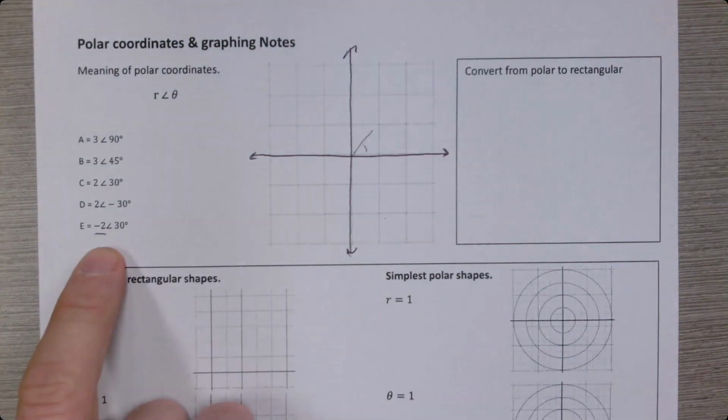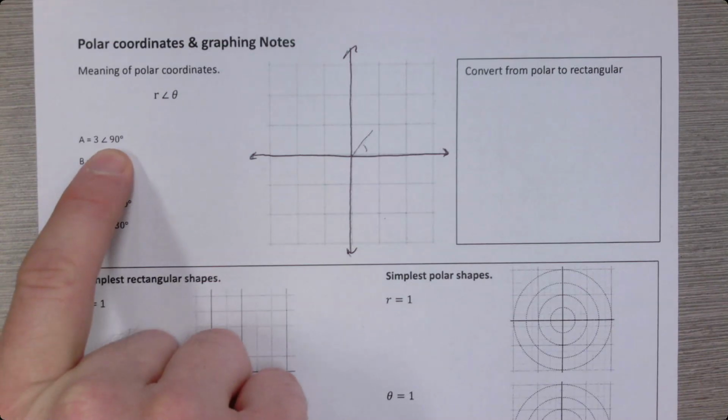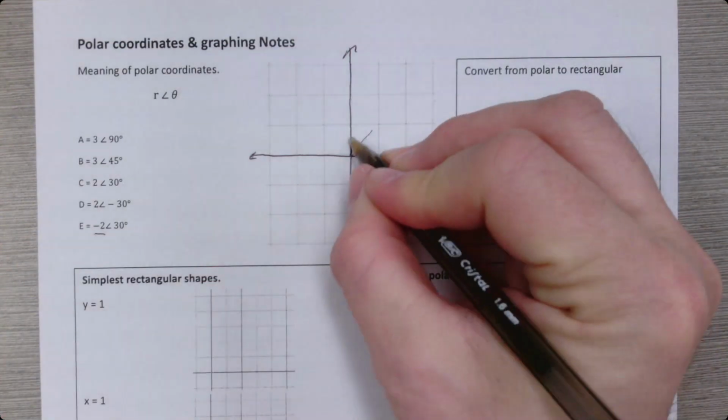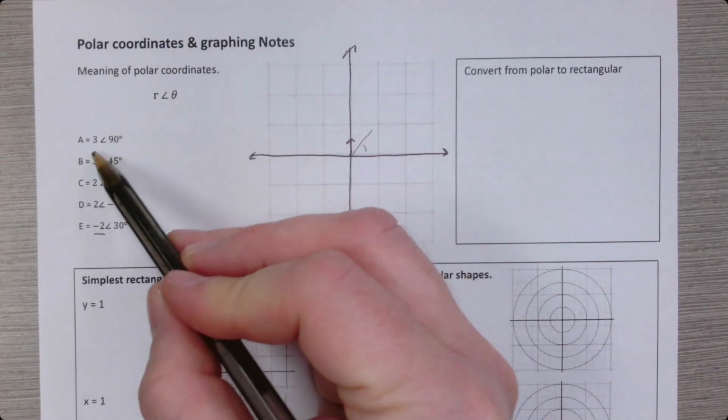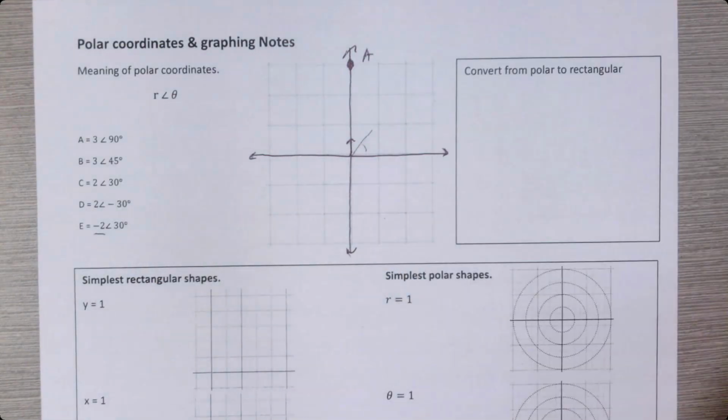Okay, so we'll start just by plotting some, and the most important thing to understand here is the idea of a negative distance. So, where is this one? This says we're facing at an angle of 90 degrees, so we're facing straight up, and we're going to move a distance of 3. So 1, 2, 3. So the point A would be up here.